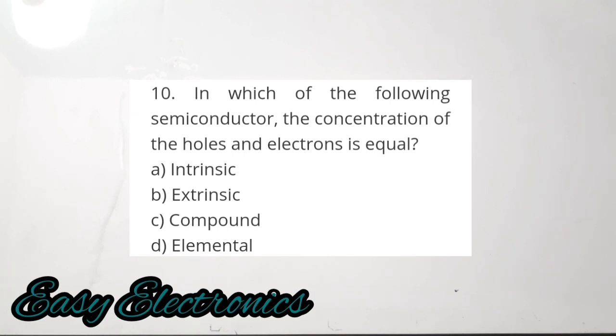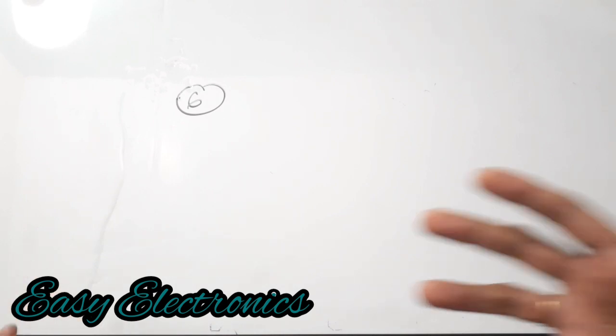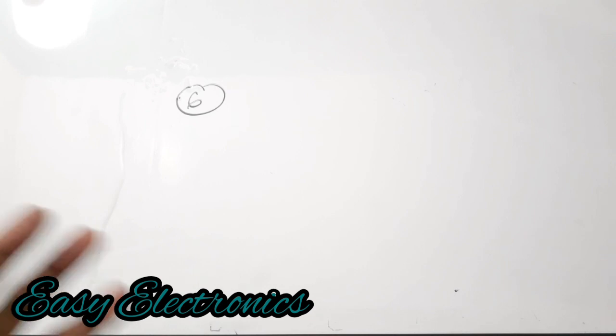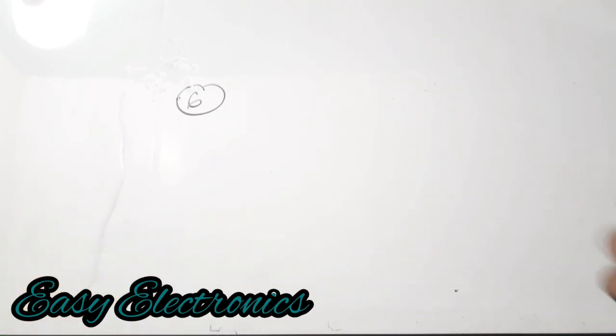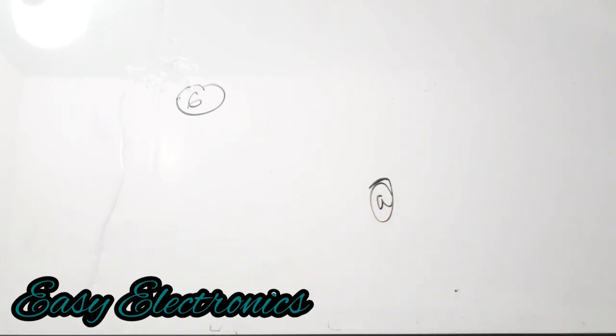In an intrinsic semiconductor, we know that the number of electrons is equal to the number of holes, and thus we consider it a pure form of semiconductor. Then we add some impurities into it and vary the concentration of carriers, that is the holes and electrons, and produce extrinsic semiconductors, right? So here the question is, in which semiconductor the concentration of electrons and holes are equal? That is A, intrinsic semiconductor. So that is the correct answer.